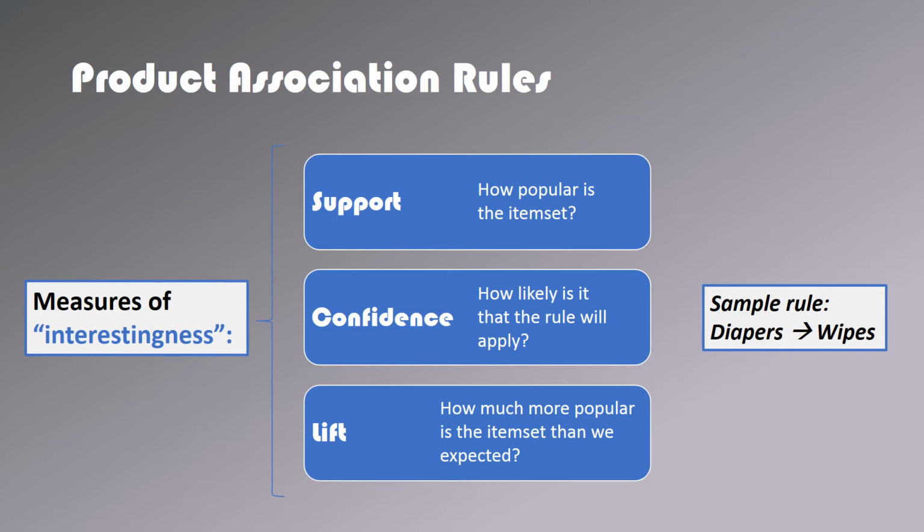When we see a very high lift, then that suggests that there's a very strong relationship between the products. And any lift that is greater than 1 tells us that there is some kind of relationship. So basically that a purchase of the item on the left, diapers in this case, is associated with a greater probability that the item on the right will also be purchased.